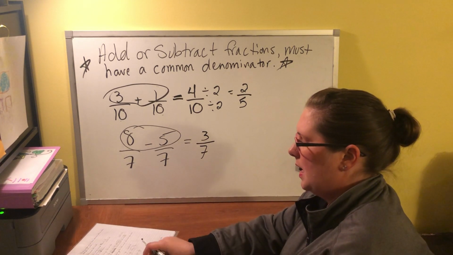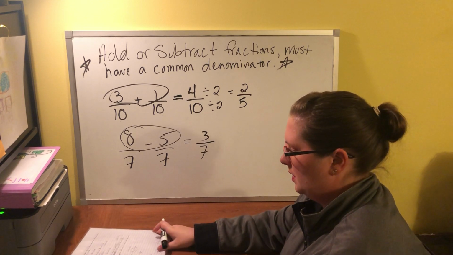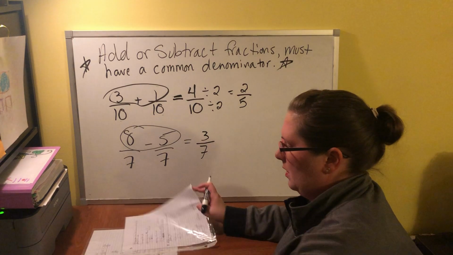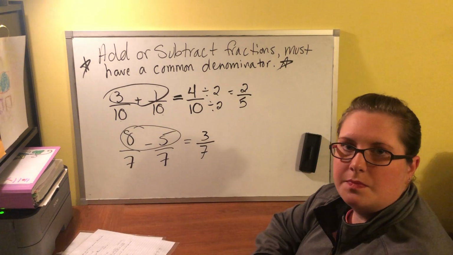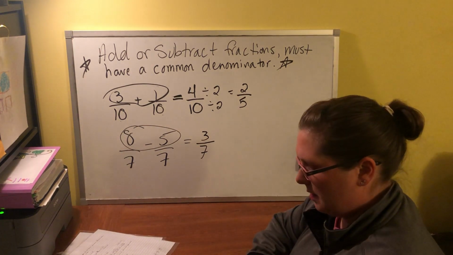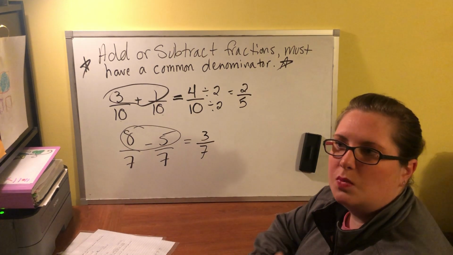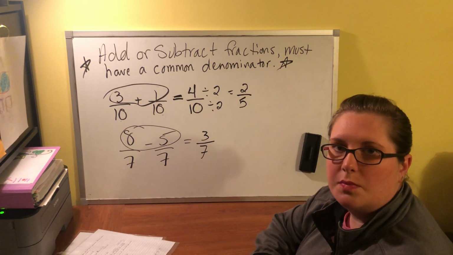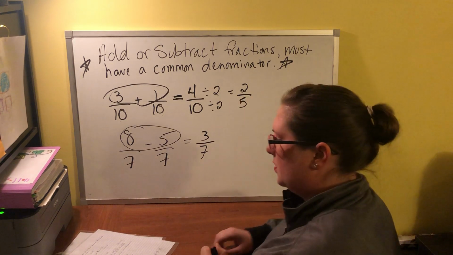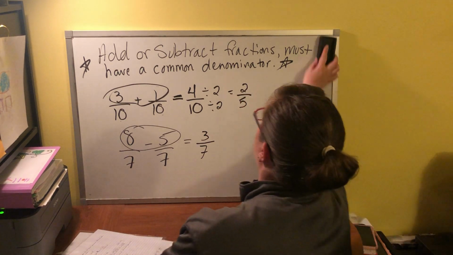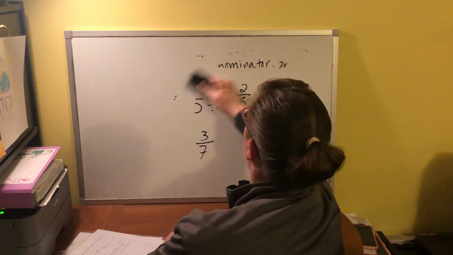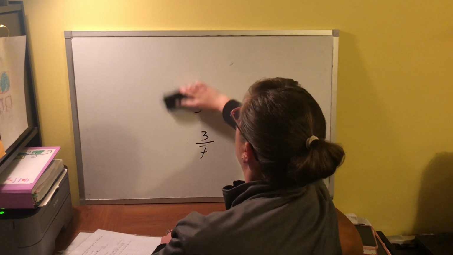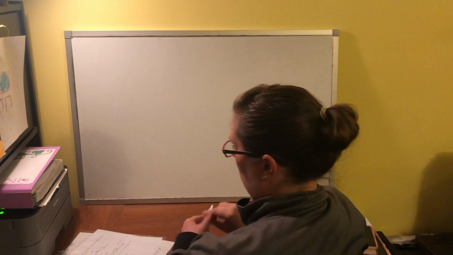Now, more times than not, your denominators are not going to be the same. So this is where building equivalent fractions that we did in the last section becomes really important. Same thing with least common multiples, except now we're going to call them least common denominators, LCDs. So you may remember that at some point in another math class.